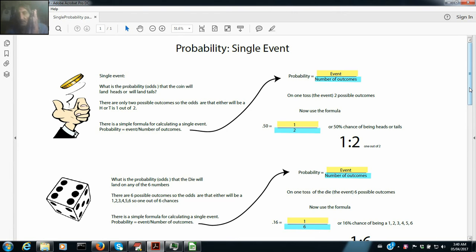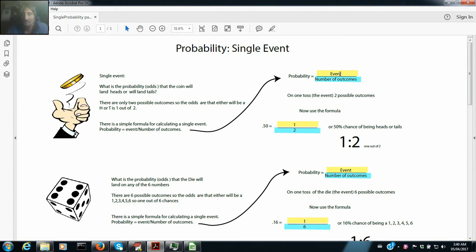Okay, before we move on to multiple events, we're going to review single events, and we're going to add a couple extra examples with single events. So just in quick review, with the coin toss, there's two possible outcomes that can happen, either a heads or a tail. That's a 1 out of 2 ratio, and to figure out your probability, you know it's common sense. The math is there to prove it.